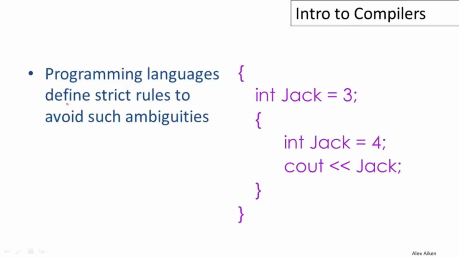So, in this example, the question is, what value is printed by this output statement? And the answer is it's going to print 4, because this use of the variable Jack binds to this definition here, and the outer definition is hidden. So the outer definition is not active in this scope because it's hidden by the inner definition. And that's just a standard rule of a lot of lexically scoped programming languages.